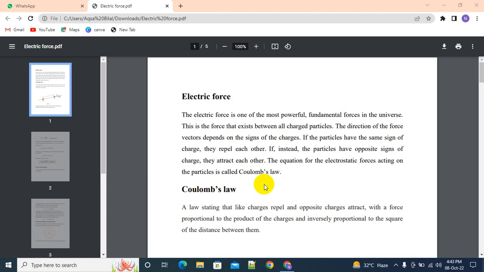The equation for the electrostatic force acting on the particle is called Coulomb's law. Coulomb's law: a law stating that like charges repel and opposite charges attract with a force proportional to the product of charges and inversely proportional to the square of the distance between them.